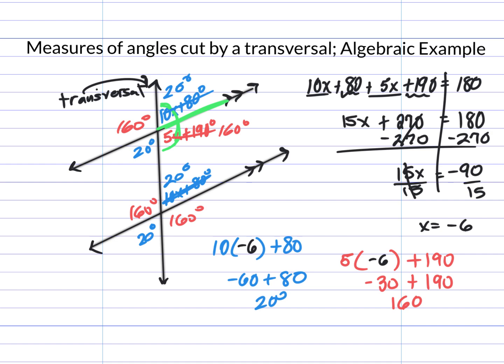These two angles on the inside of the parallel lines on the same side of the transversal are called consecutive interior angles. It is a new angle relationship. And they are always supplementary.